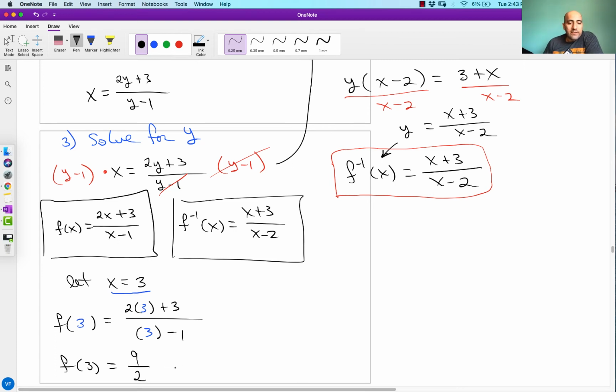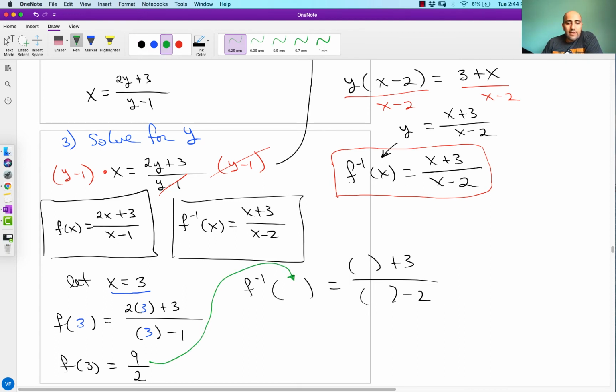Okay, so now we take that and plug it into the inverse function, f inverse of something, and then we have something plus 3 divided by something minus 2. So we're going to take this and plug it right into here. And if it works out, these two operations will undo each other and we'll end up right where we started. We should come back to 3. So a 9 over 2 goes here and a 9 over 2 there.